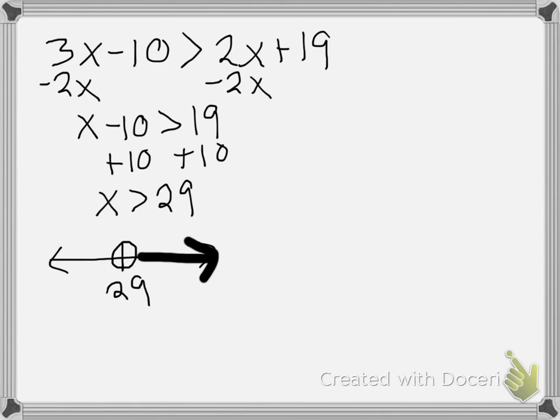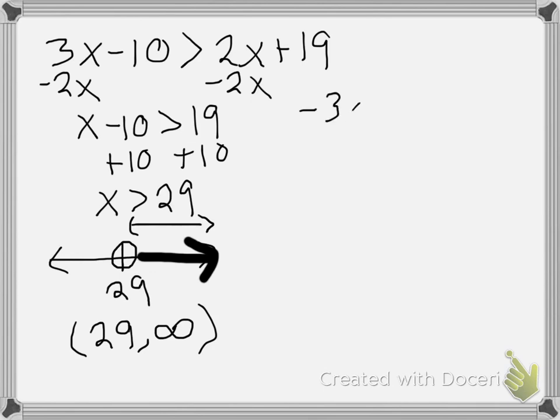Well, I have this, right? So what does that give me? That gives me 29 to infinity. Okay. Let's take a look at number 7 really quick.